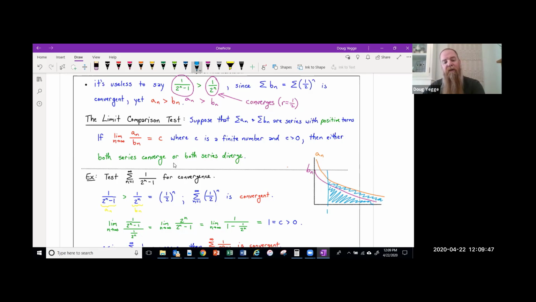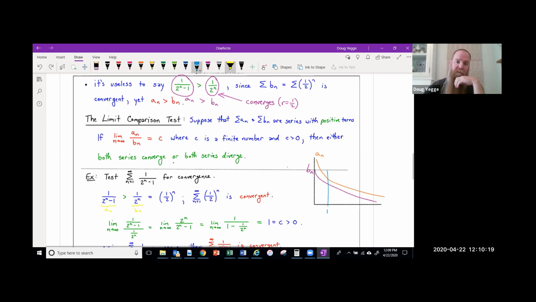So this is why the direct comparison test can't be used, because the compared series is smaller than the original series. So what we need to realize here is that the limit comparison test should only be used whenever the direct comparison test fails. So primarily, if the direct comparison test fails, try the limit comparison test.